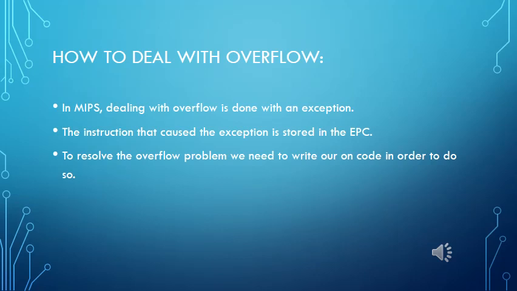the instruction where it happened is stored in something called the EPC, the exception program counter. In this EPC, the instruction is stored so that if we want to resolve this exception, we can solve it in some way, and then go back to this EPC and continue the execution of the instructions from where we stopped.